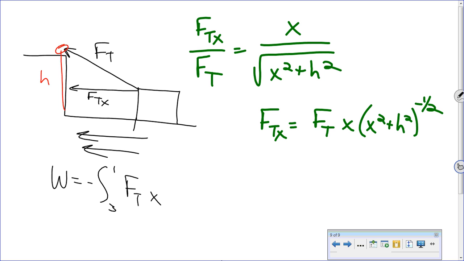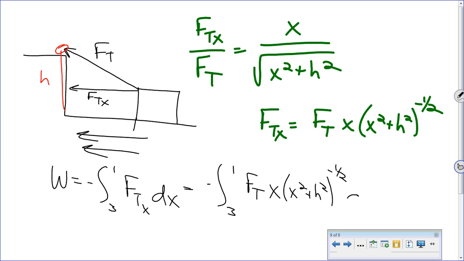Is that what you're asking? Yeah, and that totally works. Oops, I wrote that wrong. Force of tension in the x direction with respect to x. Sorry about that. Are we good or no? Okay, so here we go. This is the negative integral from 3 to 1 of this mess: force of tension times x squared plus h squared to the negative 1/2 dx.